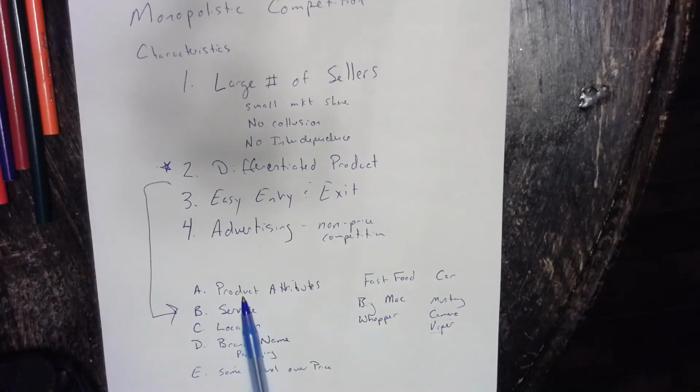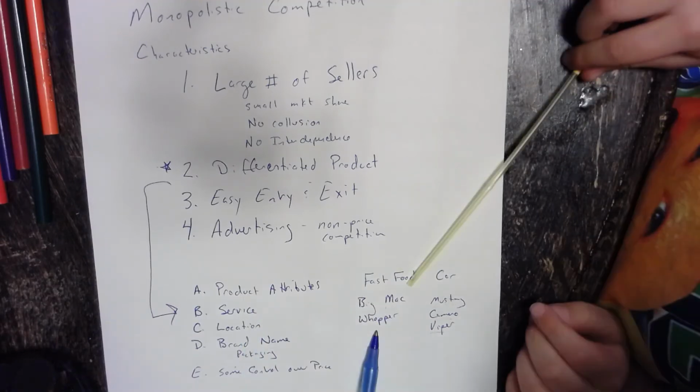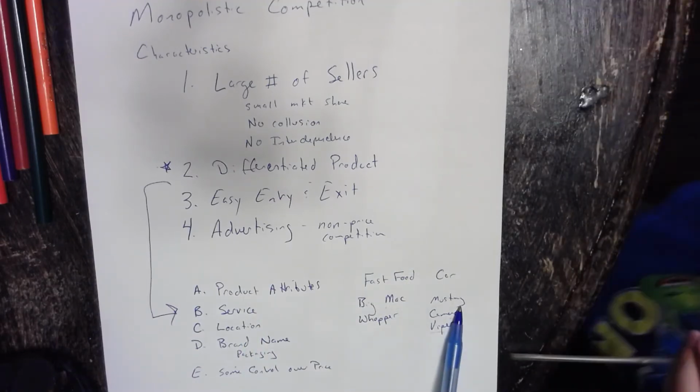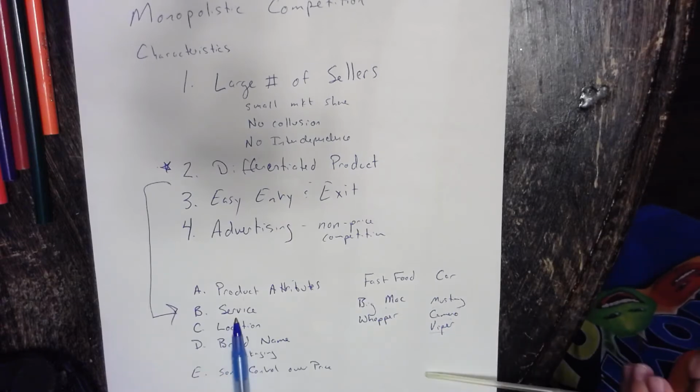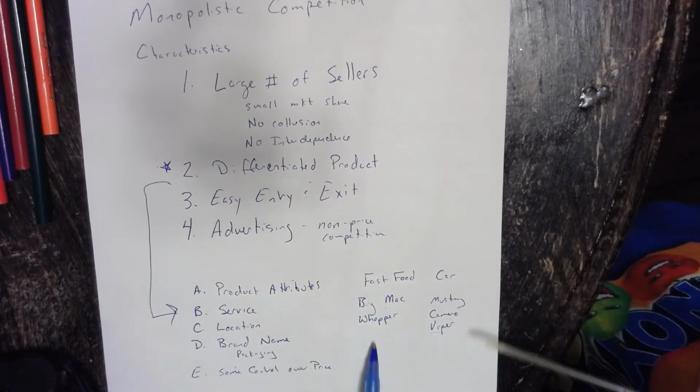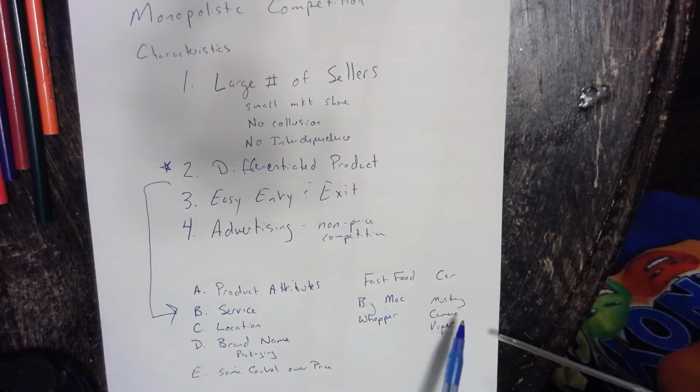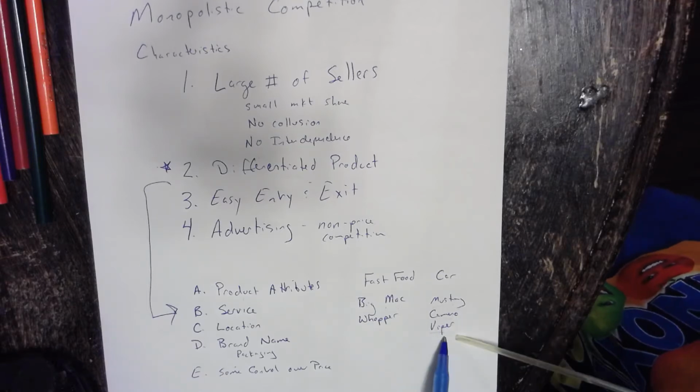What are the product attributes? I gave you the ingredients here. What are the ingredients on the Whopper? What kind of engine does each one of these have? Service. Who has the best reputation? Does McDonald's? Does Burger King? Does Ford, Chrysler, or Chevy?